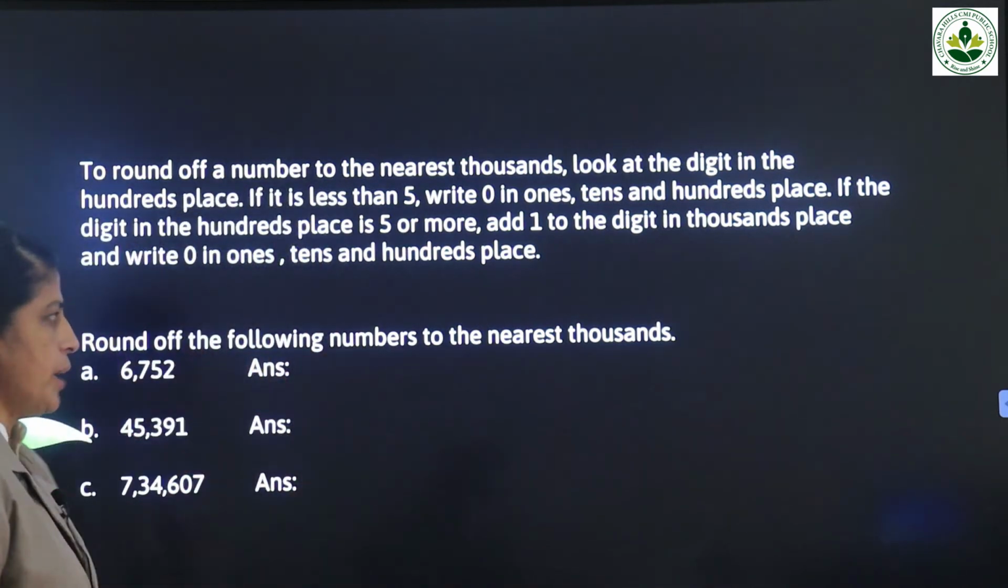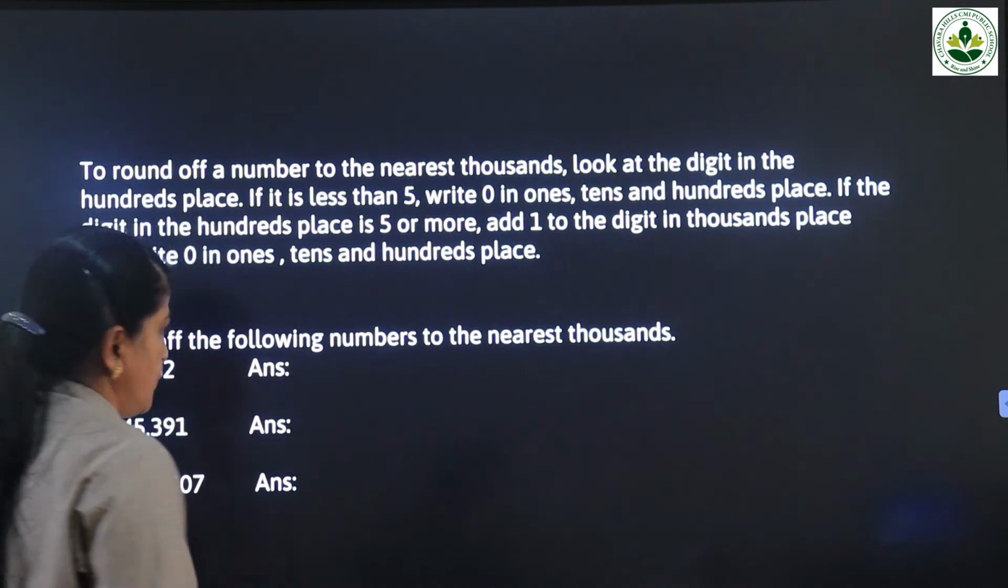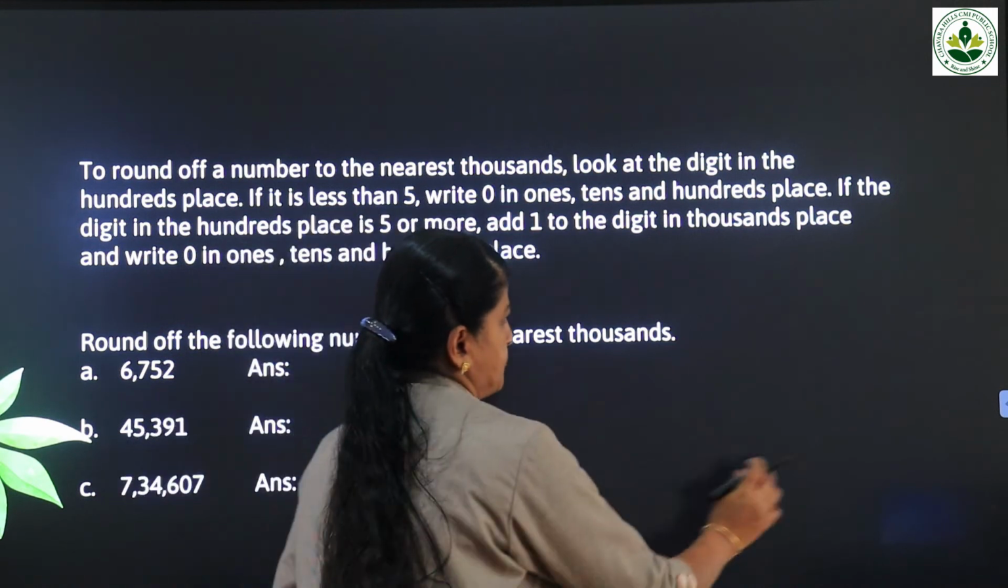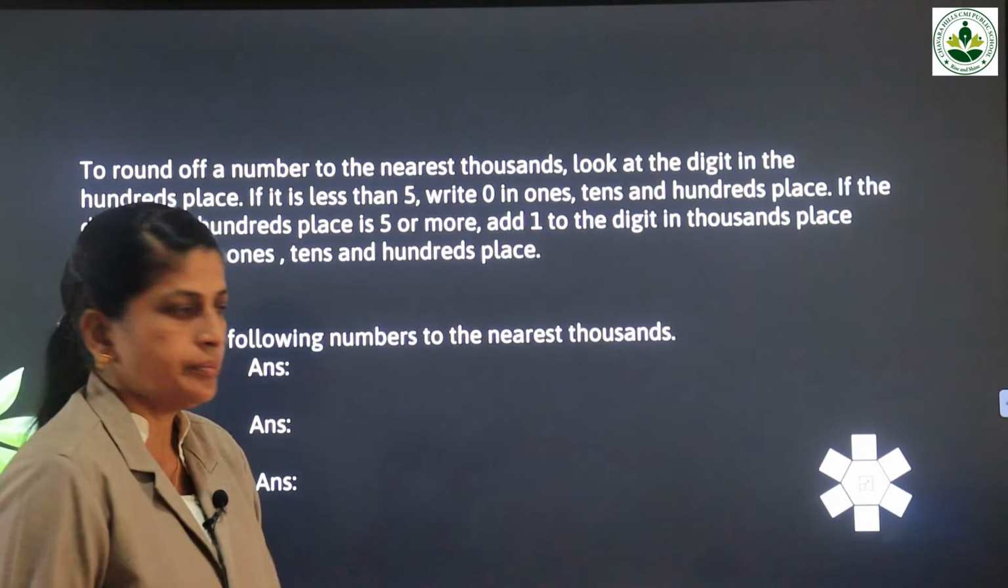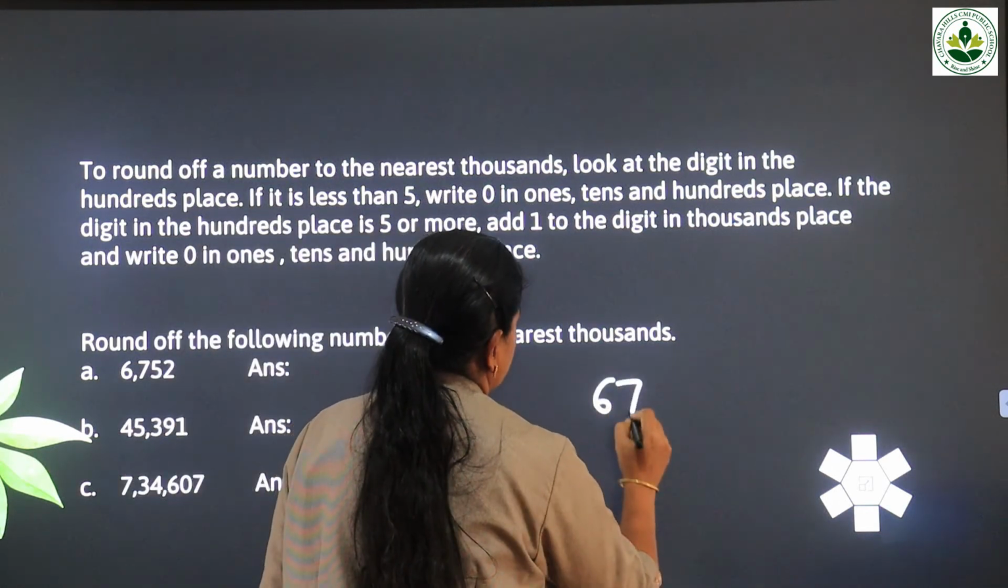Round off the following numbers to the nearest thousand. Nearest thousand. Therefore, what is the procedure? We need to look at the hundreds place digit. Here are some examples. Let's do that one. Round off to the nearest thousand.